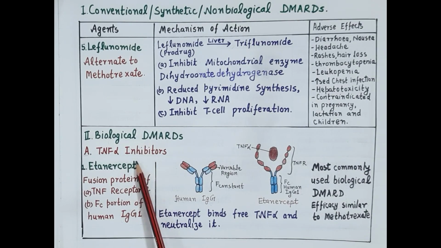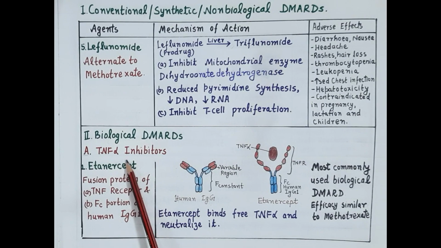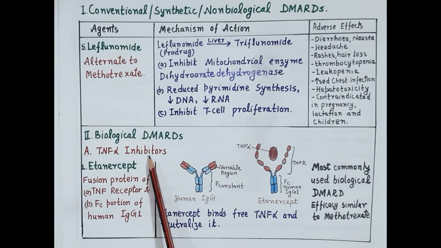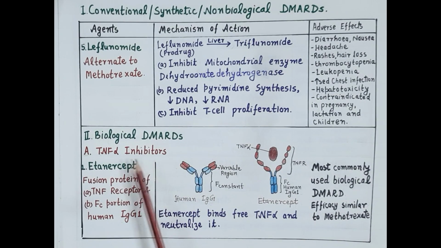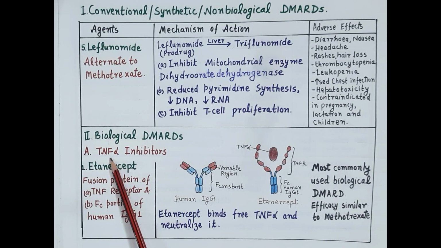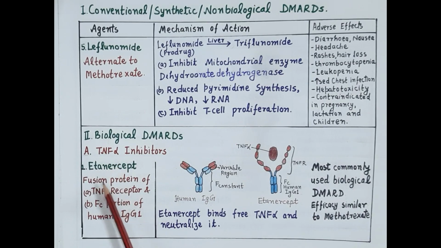Now, let's first discuss pharmacology of tumor necrosis factor alpha inhibitors. These drugs inhibit the action of tumor necrosis factor alpha. As we all know, tumor necrosis factor is an inflammatory cytokine which is produced by the macrophages. Now, the first drug is etanercept.